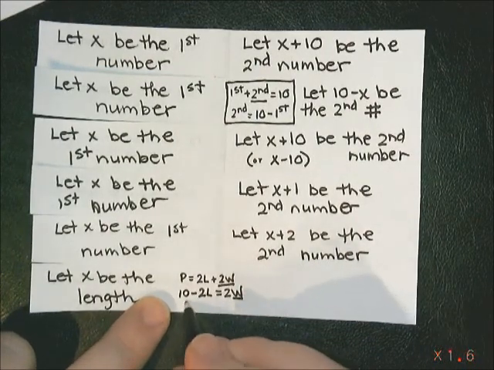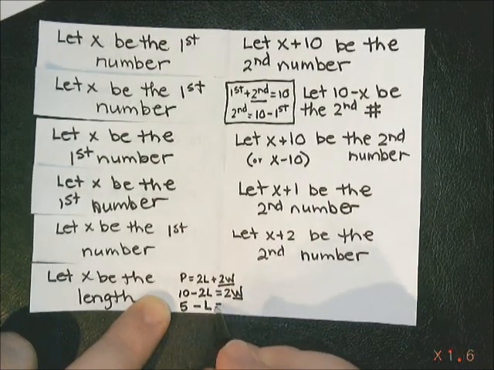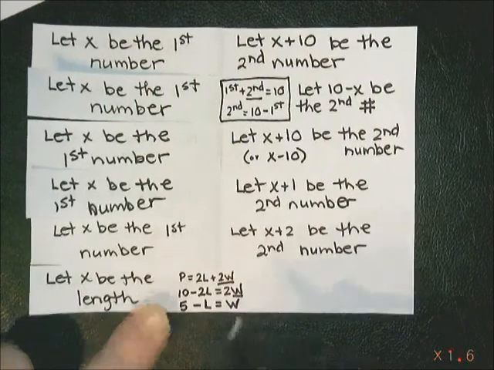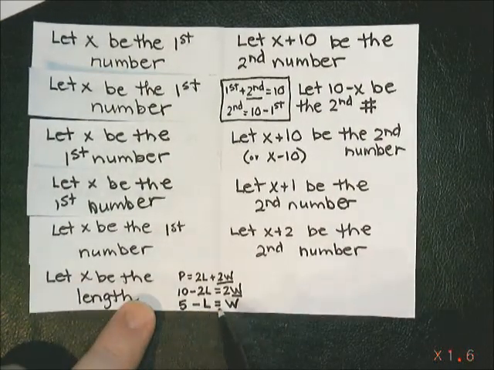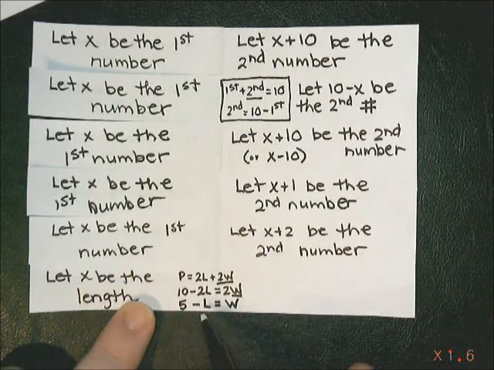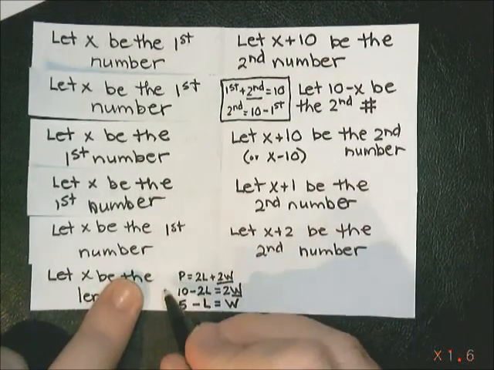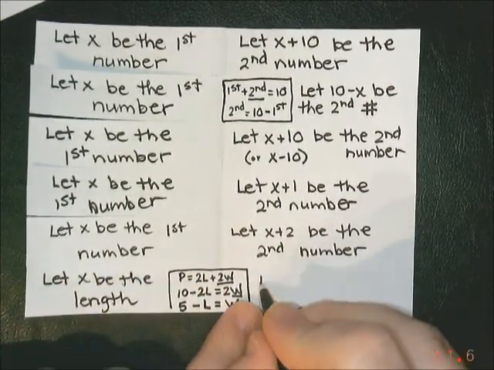So 10 divided by 2 is 5, 2 divided by 2 is just 1 length, and then I have just the 1 width. So my width is going to be 5, take away my length, and since my length is x, it's going to be 5, take away x. So I'm going to let 5 take away x be the width.